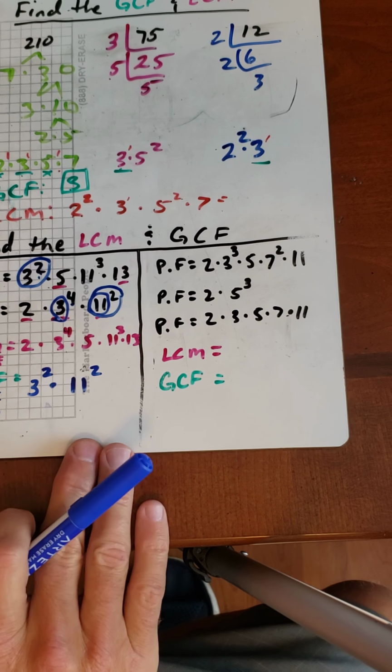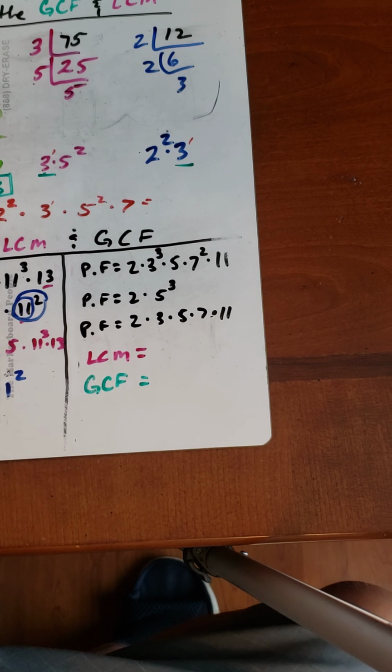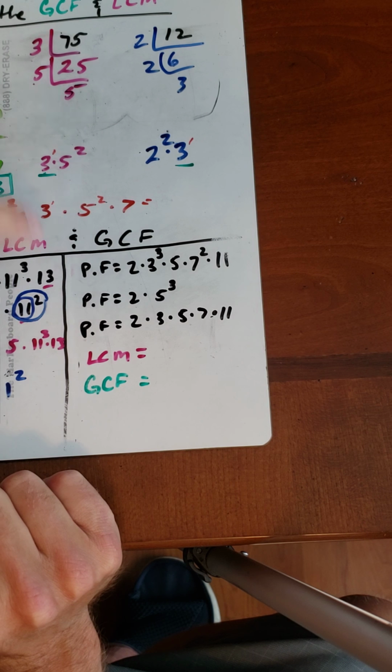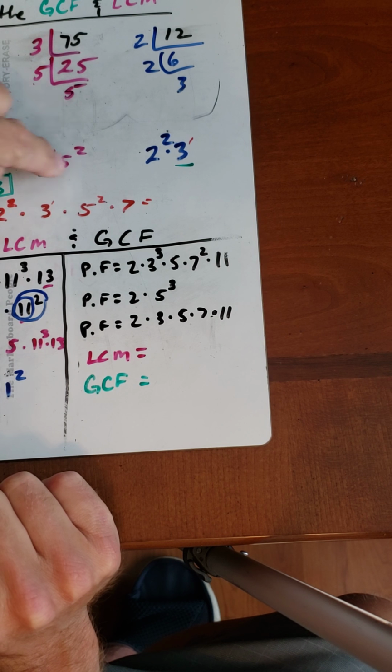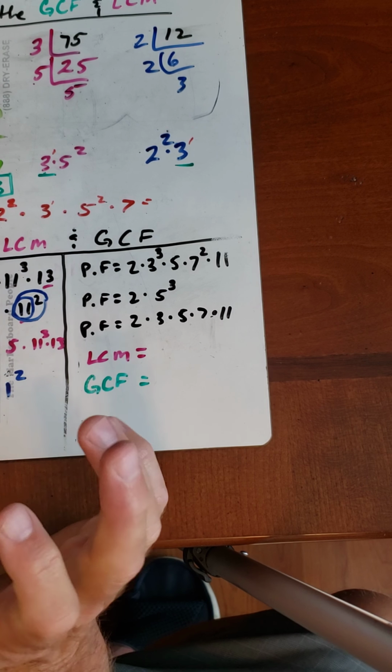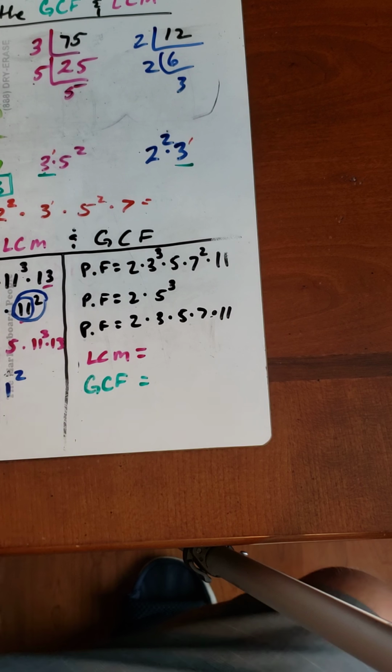All right, and the last one over here, now I've got 3 numbers, right? So I've got 3 different numbers, kind of like the one up here that we did. We had 3 different factors to look at, same thing here. Again, you're not going to have to multiply them out, so don't worry about that.